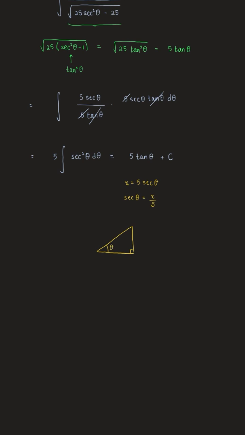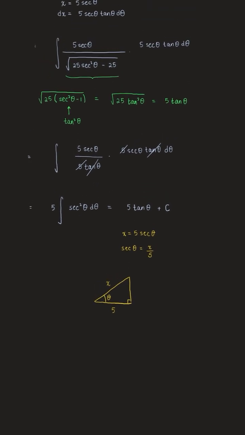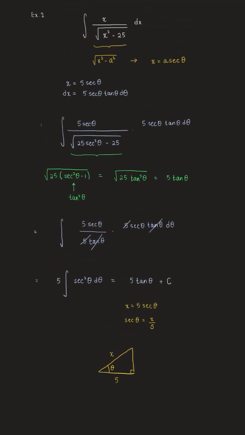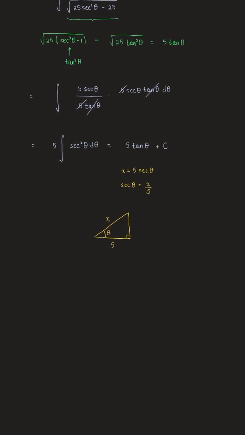If we position our acute angle here, cosine is adjacent over hypotenuse, secant is hypotenuse over adjacent. So I'm going to label the hypotenuse x, the adjacent side 5. We could use the Pythagorean theorem to find the missing length, but I know that it's going to be the same as the square root that we started with up here, which is going to be the square root of x squared minus 25, and you can check that if you would like.